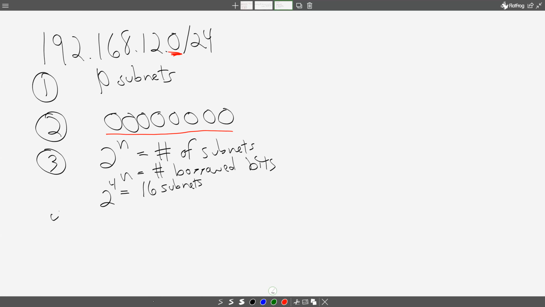Now, step 4 is always turn on the number of bits you borrow and find the value. So 1, 2, 3, 4. So 1, 2, 3, 4, 5, 6, 7, 8. So you take your host bits from step 2 and you write down the number of bits you borrow. And what's the value once you do that?